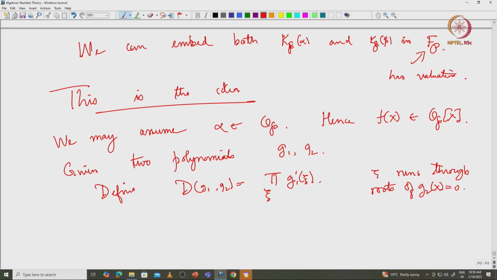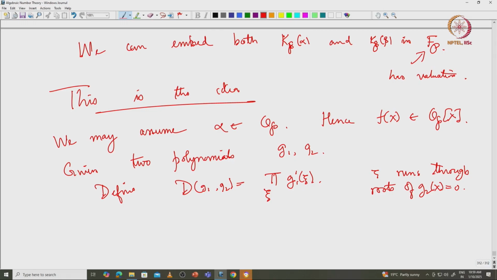Okay. So, it is kind of a strange thing, you take the product over all roots of G2 of the derivative of G1 evaluated at xi, right. So, what happens is that if there is some root of G2 that's a root of G1 prime, then only then we get that this quantity is 0. So, for example, if G has no multiple roots, then d of G comma G is non-zero, right.